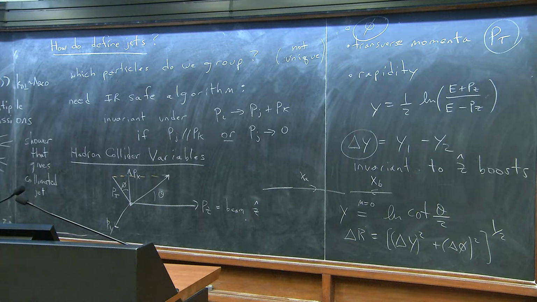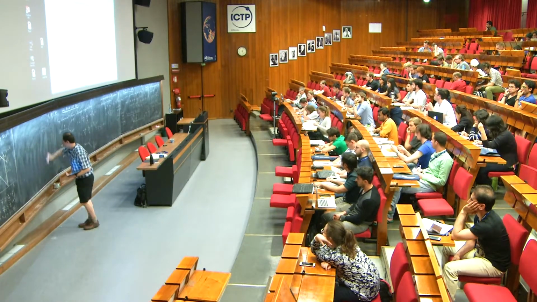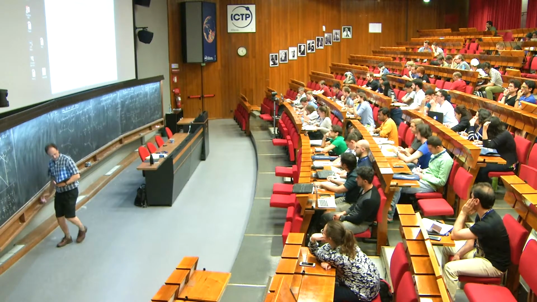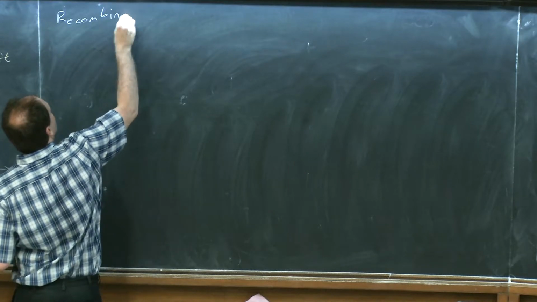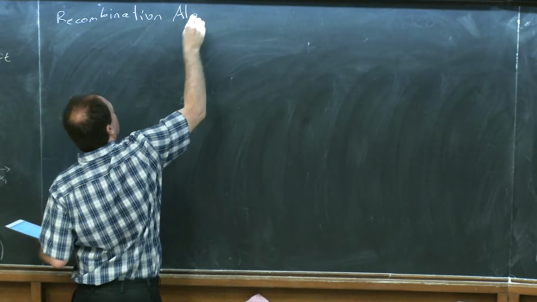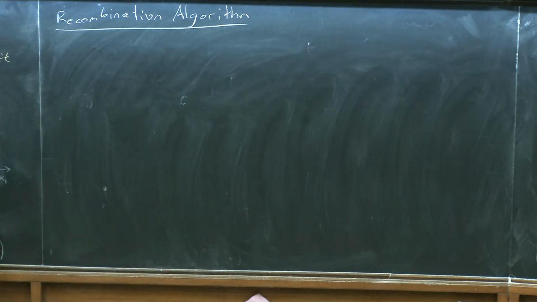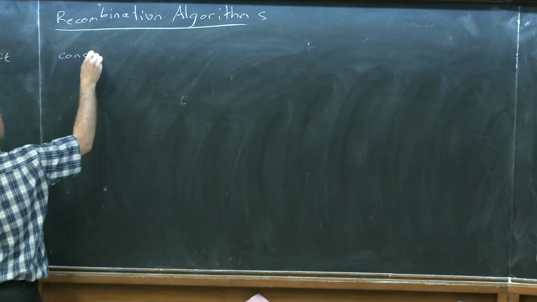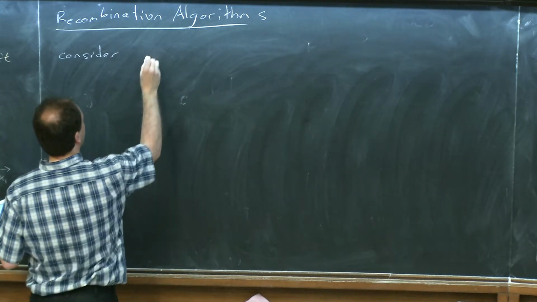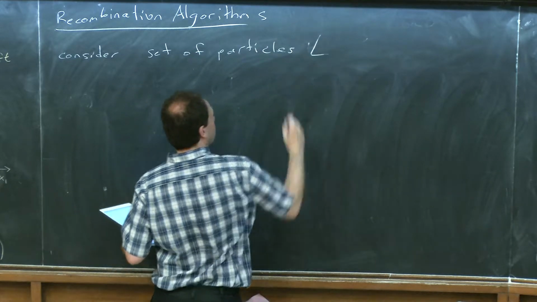Okay, so those are just some variables that people talk about when they talk about collider physics. So how do we define an algorithm now? These are what are called recombination algorithms. So they're recursive definitions. We consider a set of particles, and let me just tell you the algorithm and explain it as I go.